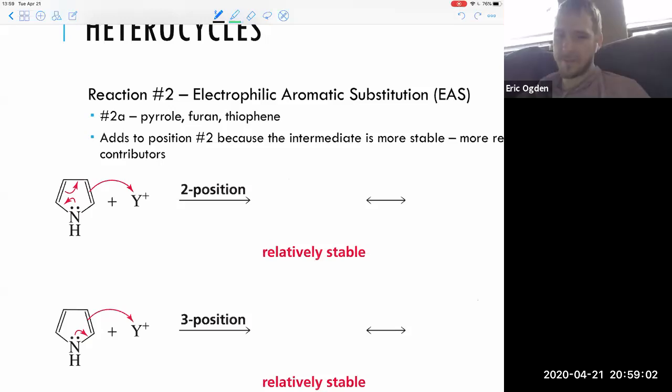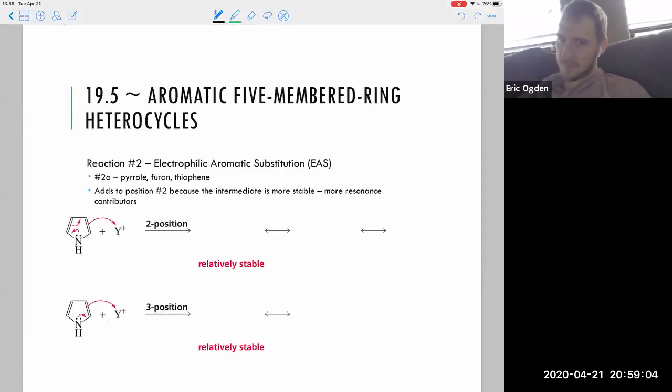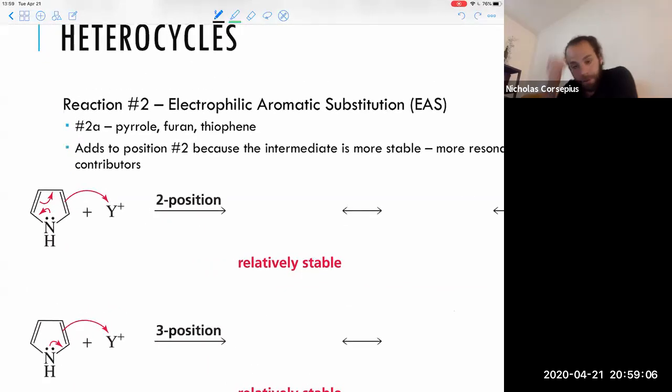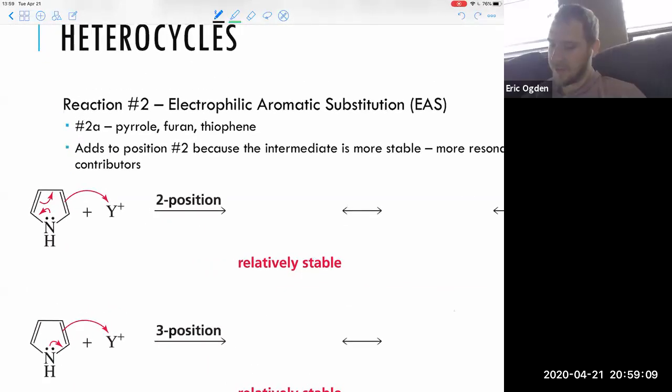Are there 3 of them? There are indeed 3, for the 2 position. Yep.